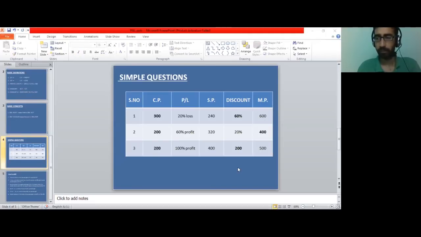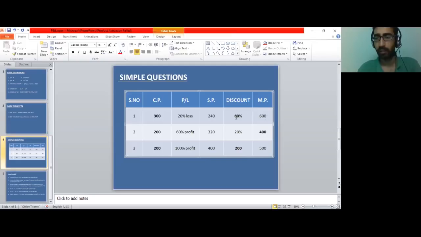Did anyone have a problem? I hope you're using the essence of profit and loss, which is direct multiplication. So if I had to calculate 300 here, the simplest way is to say that selling price 240 must be 0.8 times cost price. 20% loss means I have to decrease cost price by 20% to get selling price. So 0.8 times cost price is 240. That is what 240 means.